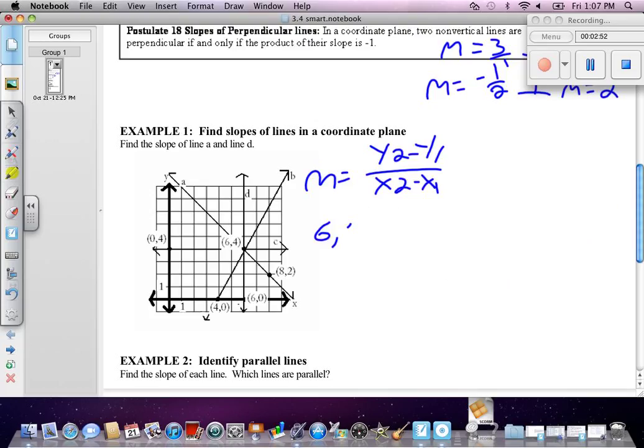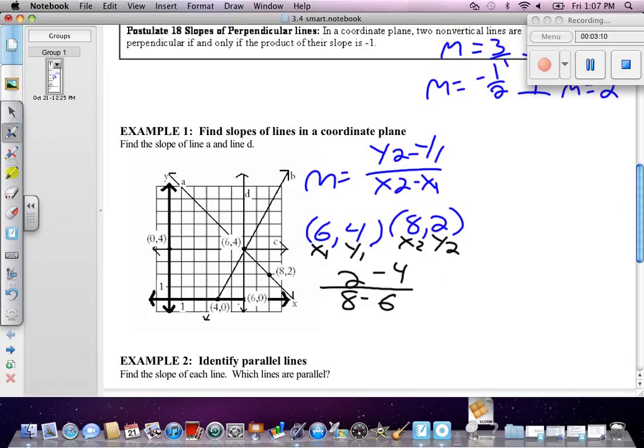We've got (6, 4) and (8, 2). I'm going to label it x1, y1, x2, y2. So that's 2 minus 4 over 8 minus 6. So I get -2. 8 minus 6 gives me 2. So that gives me a -1.